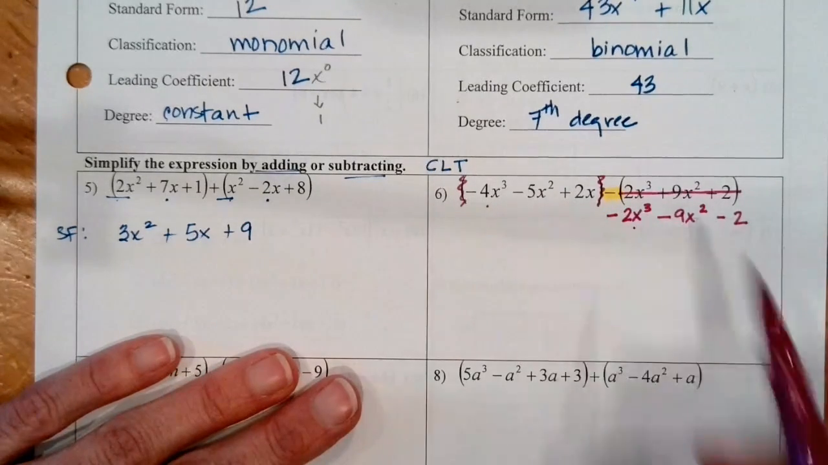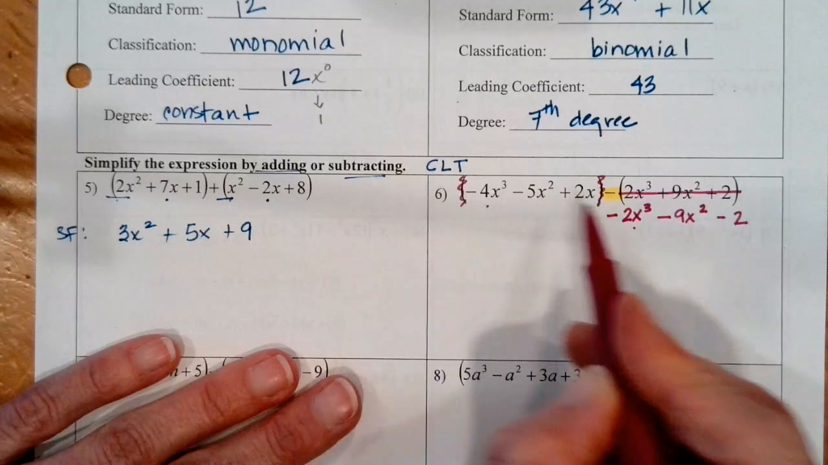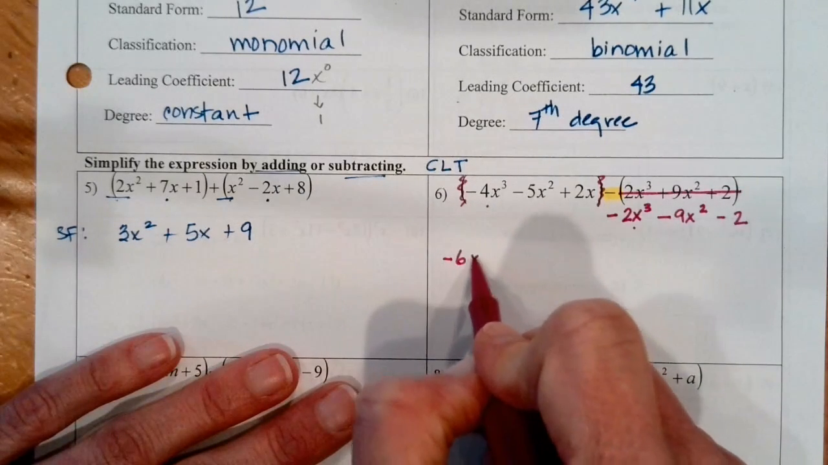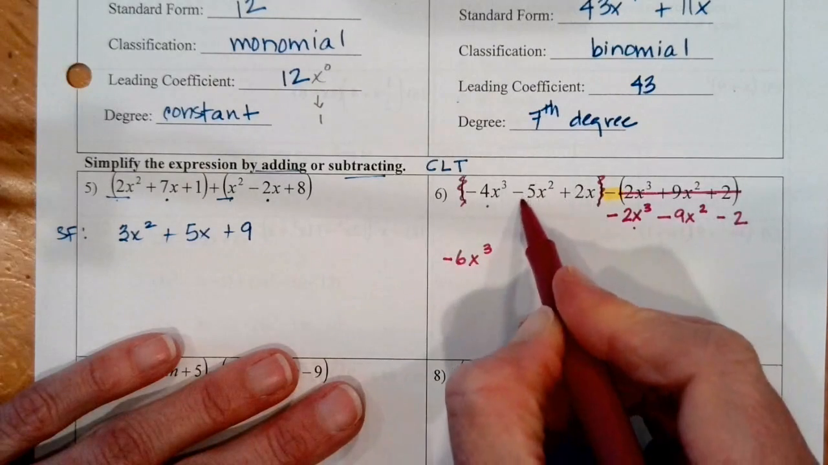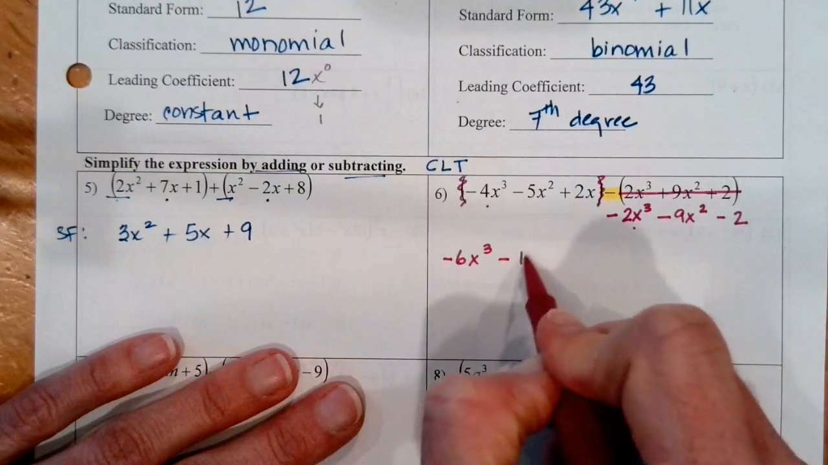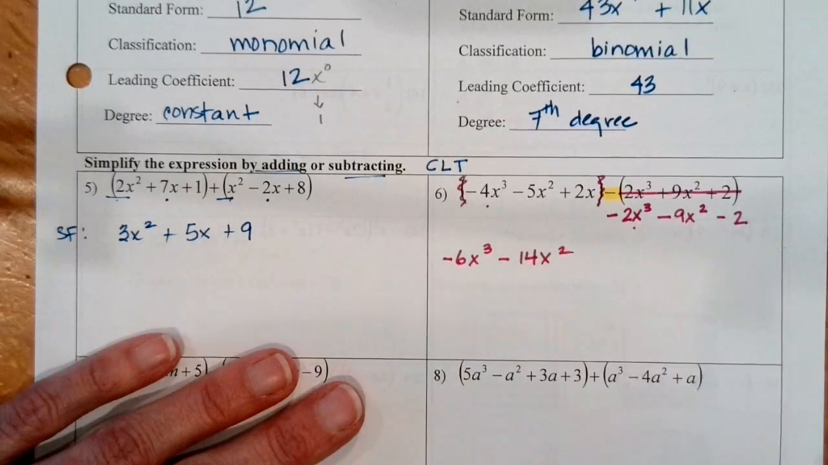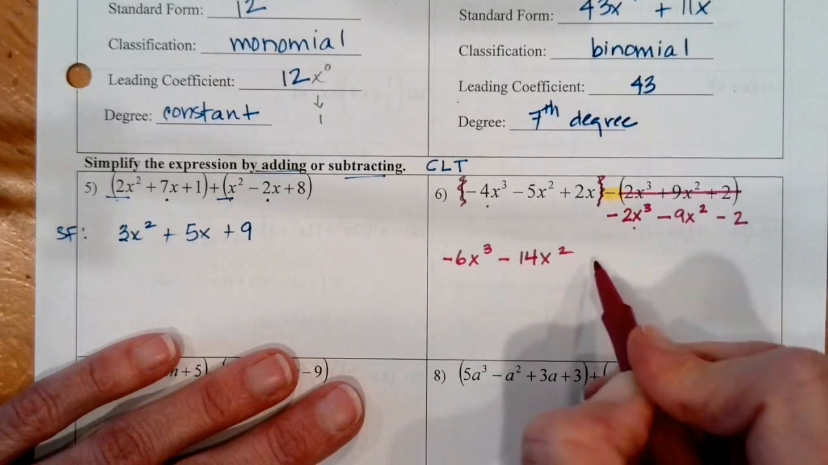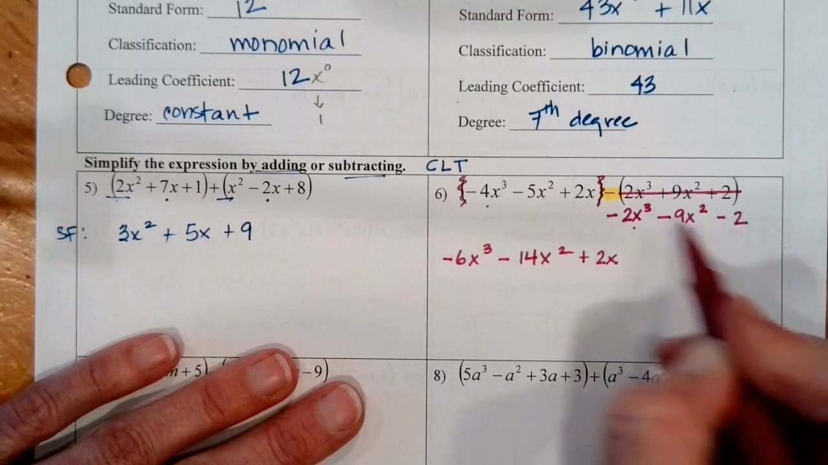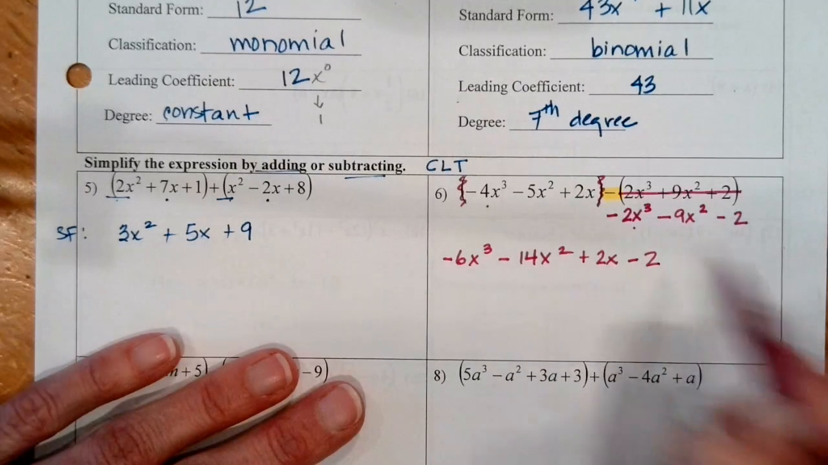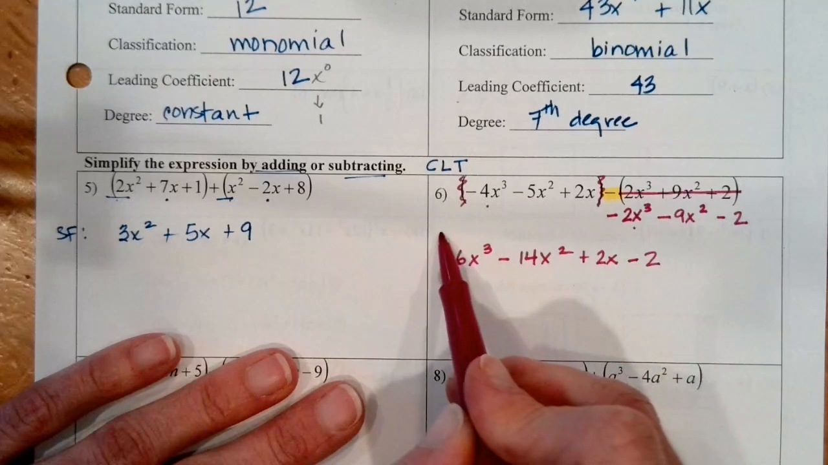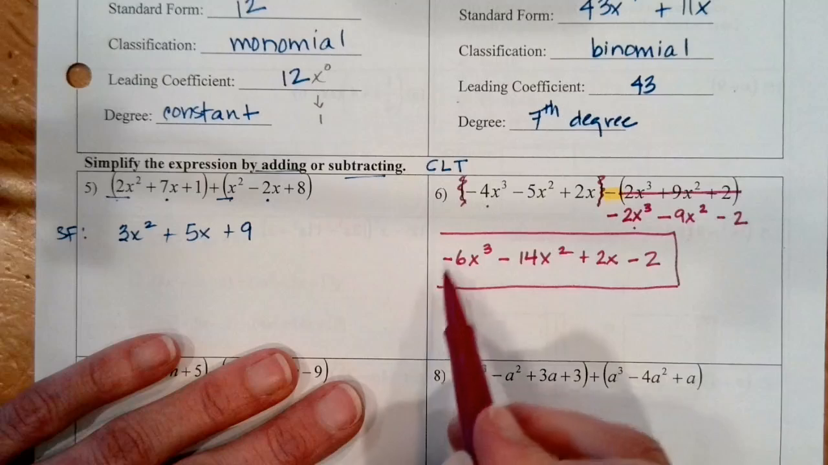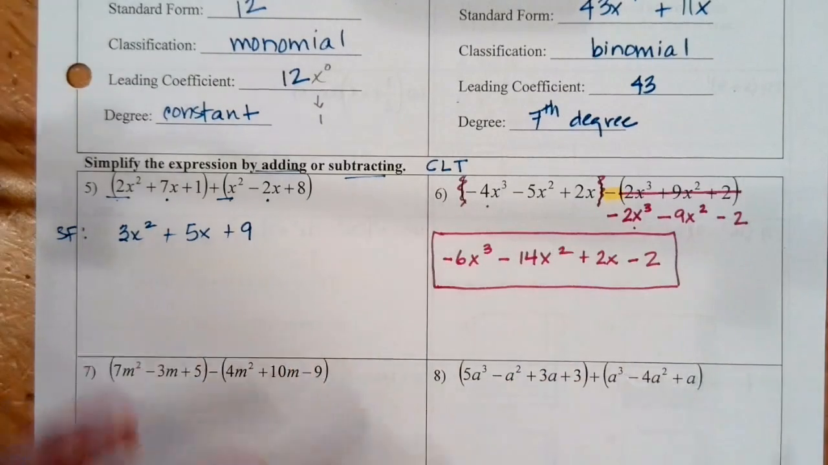Same variable, same power. Taking away 4x cubes, taking away 2x cubes means I'm taking away 6x cubes. Taking away 14x squareds. Adding 2 x's, and I don't have any more x's here, so I'm adding 2 x's, and then there's my constants on the end. So what I wind up with is a cubic, because my highest power is to the 3rd, and it's a polynomial because I have 4 terms.